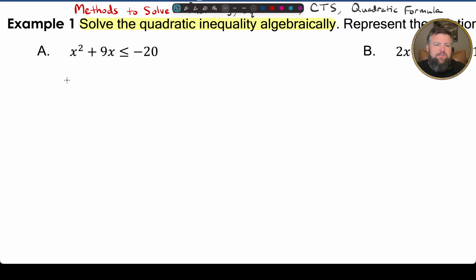So in this problem, let's just go ahead and set it up for this factoring. So I'm going to go x squared plus 9x, and then I'm going to move the 20, so it'll be plus 20 and set it equal to 0. So I'm going to change the inequality to an equal sign. Then I'm going to take two factors of 20 that give us 9x. I'm going to rewrite 9x as the sum of 4x and 5x, because 4 times 5 gives me 20, and 4 plus 5 gives me 9.